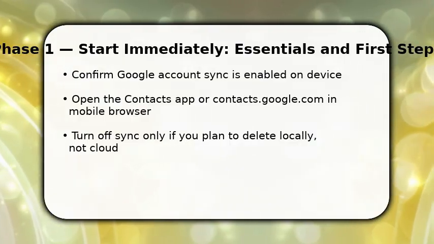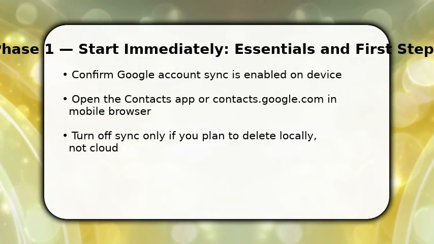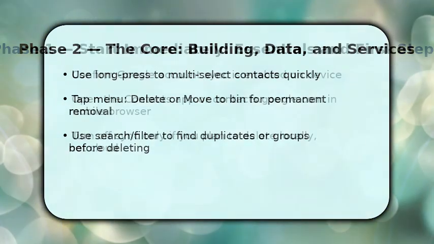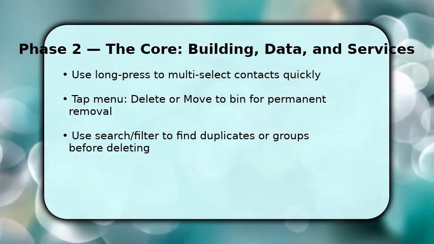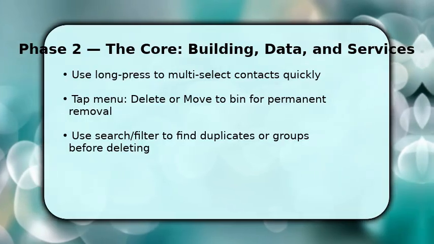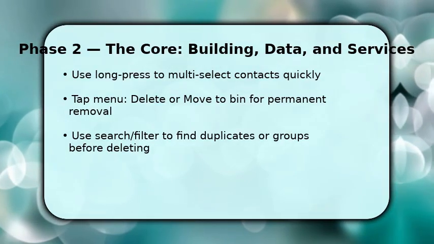You'll now pick the contacts to remove. Long press one contact to enter multi-select mode, then tap Others or use Search to filter by name, label, or duplicates. Make sure to review selected entries. Once confident, tap the menu and choose Delete or Move to Bin.